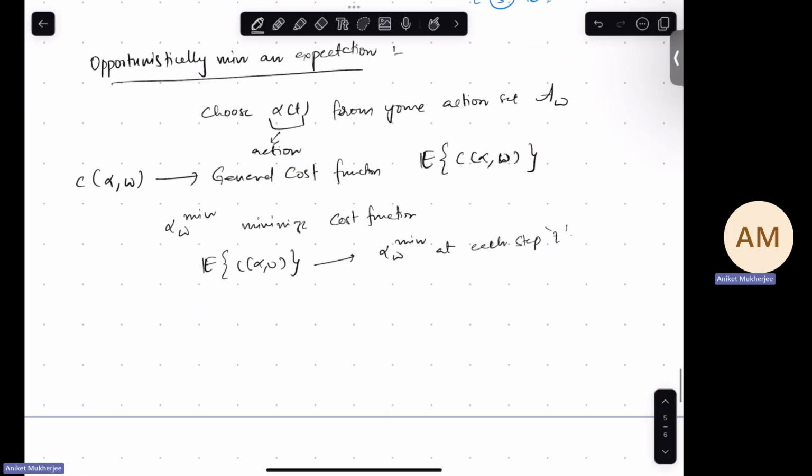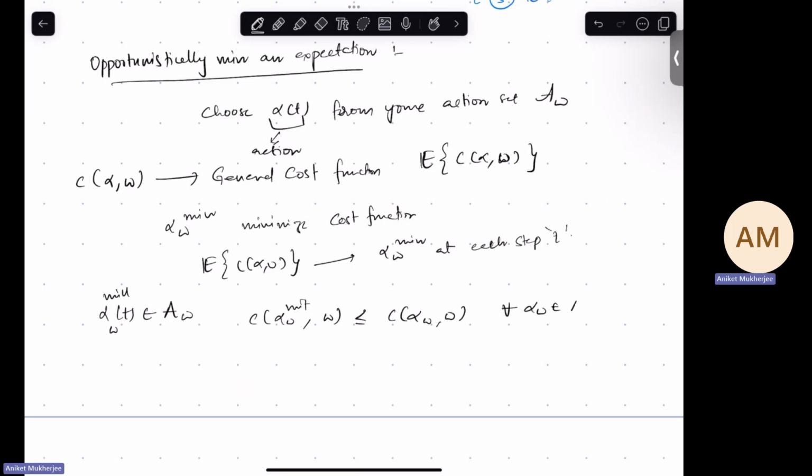So what I'm saying is, from alpha_t belonging to A_omega, this set, you have alpha_omega^min_t such that C(alpha_omega^min_t, omega) is less than or equal to C(alpha_omega, omega), for all alpha_omega belonging to A. So alpha^min_omega minimizes the cost function at each and every step, right?